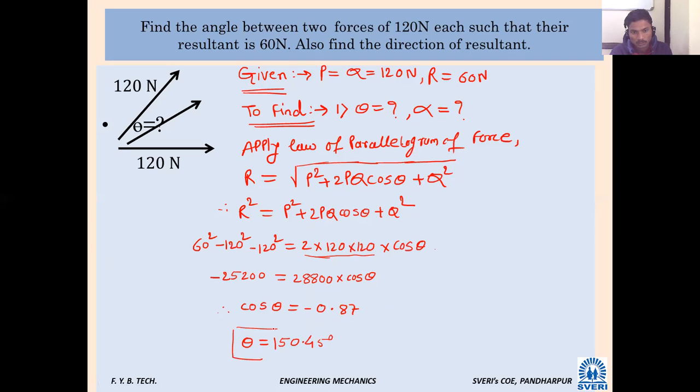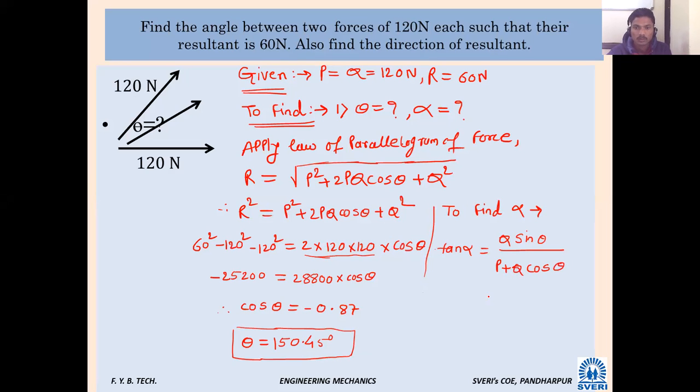Theta we got. Now calculate alpha. What is the formula to find alpha? Tan alpha is equal to Q sin theta upon P plus Q cos theta. Put the values.